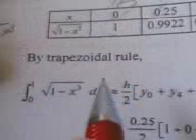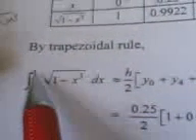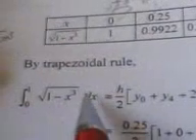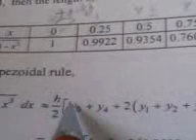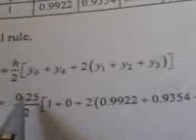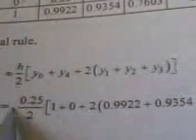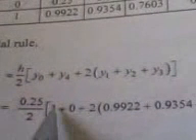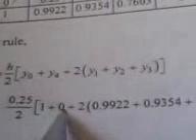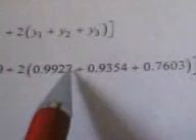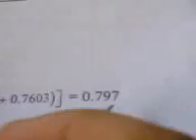Then use the trapezium rule. The integral from 0 to 1 of the square root of 1 minus x cubed dx is approximately equal to h over 2, times the whole bracket y0 plus y4 plus 2 times y1 plus y2 plus y3. Then put in the value of h, 0.25, over 2, times y0, which is 1, plus y4, which is 0, plus 2 times the values of y1, y2, and y3, and then we can get the answer. That's all for example 1.